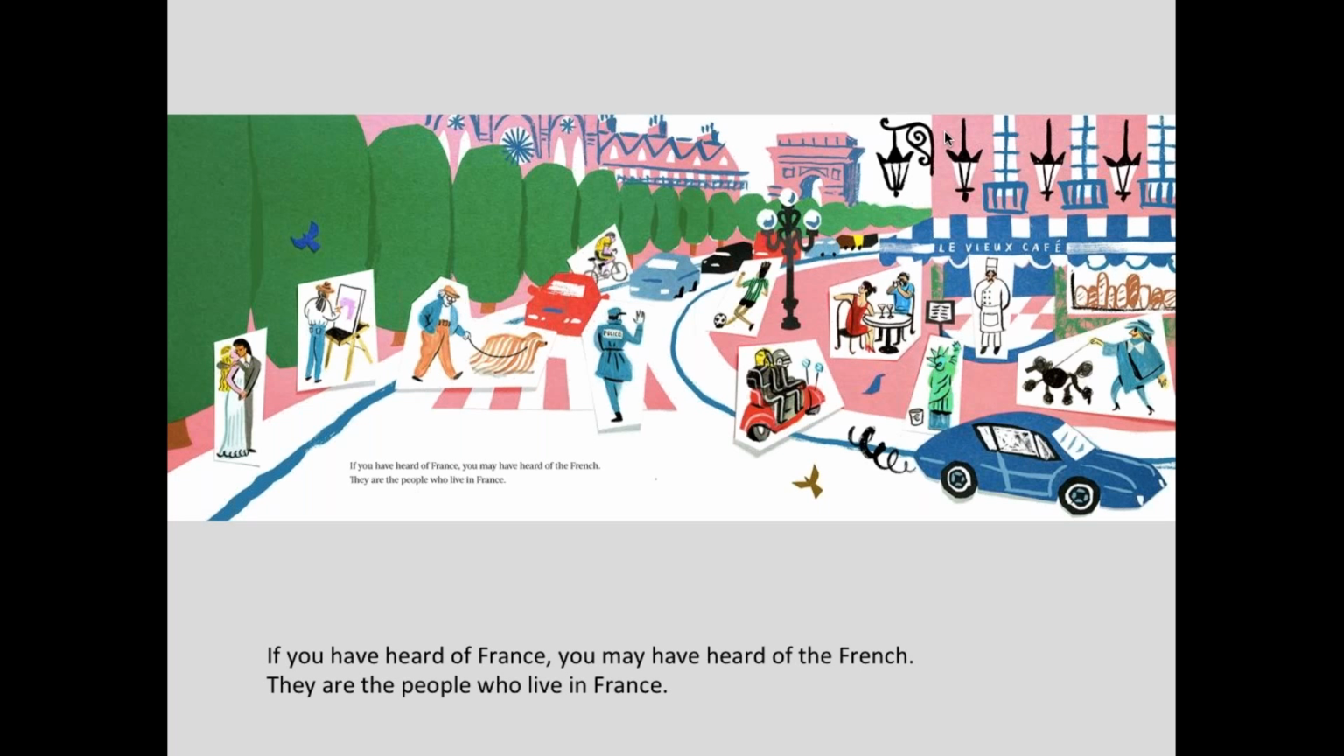Also, we mentioned earlier about picture books being read on many different levels. And you can see that here. A kid could say, well, of course I've heard of France. So it's nice when kids can feel a little bit superior, maybe even to the author. And also here, the author directly addresses the reader. If you have heard of France, it engages the reader in the story.